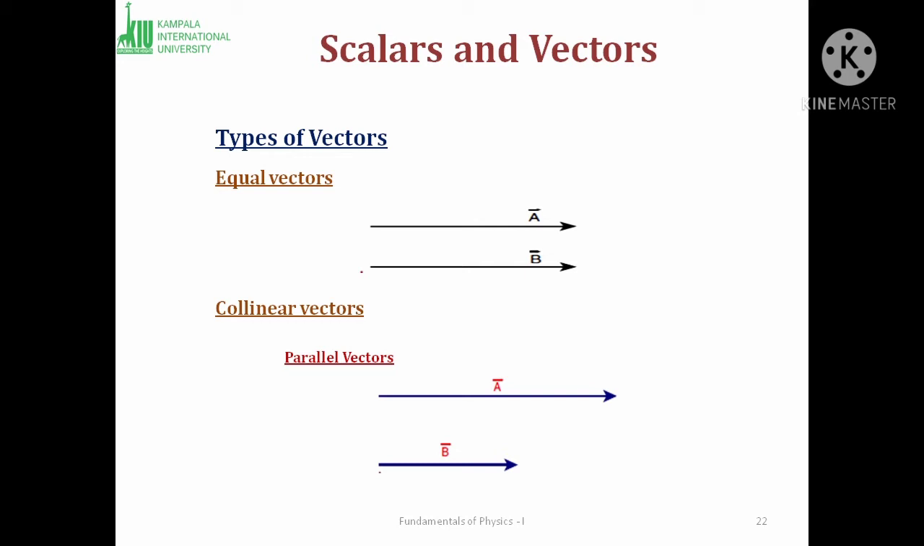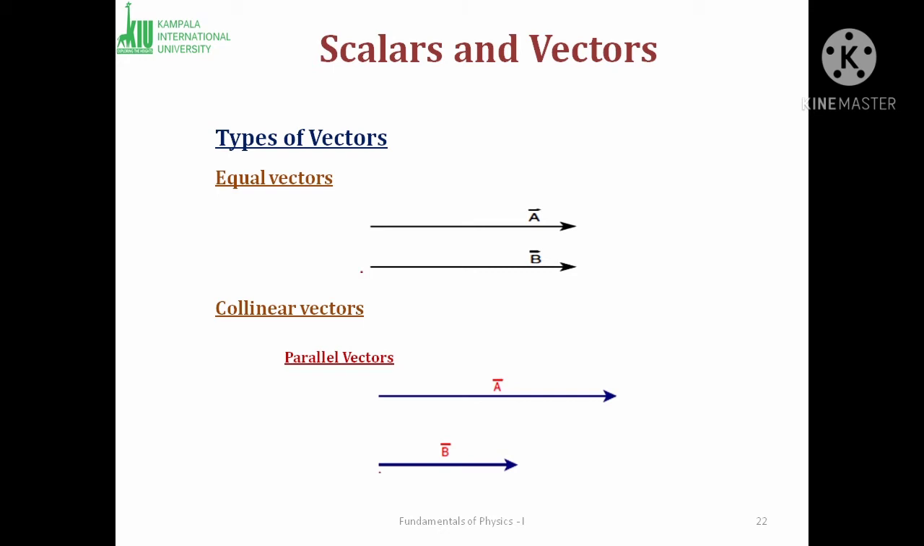First one is equal vector. If two vectors have equal magnitude and same direction, it is called an equal vector. In this figure, A and B are two vectors. Both are in the same direction and the magnitude is also the same. For example, if A is 5 units, B is also 5 units. 5 is the magnitude, that is the length of the vector. If both magnitude and direction are the same, the vectors are called equal vectors.